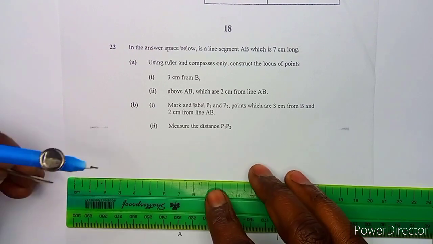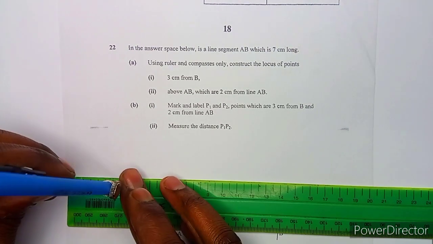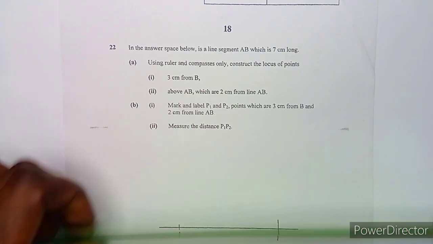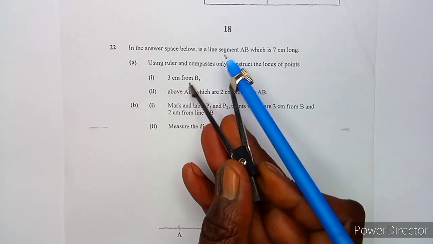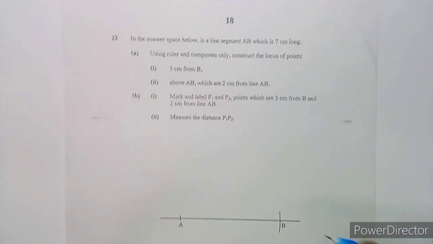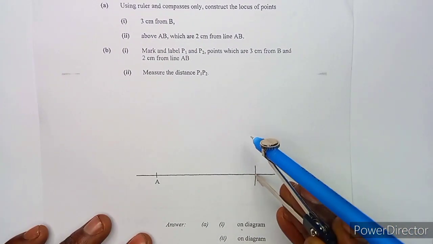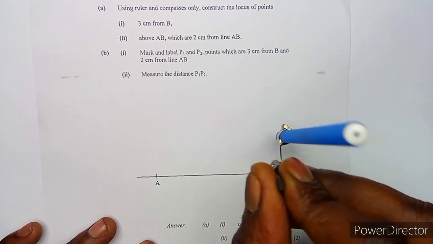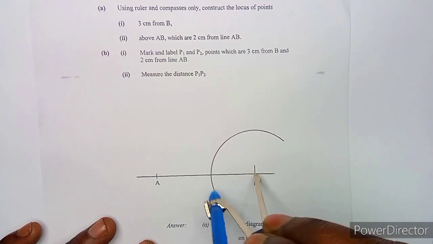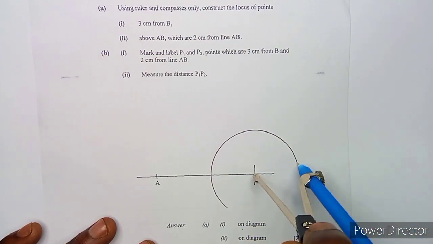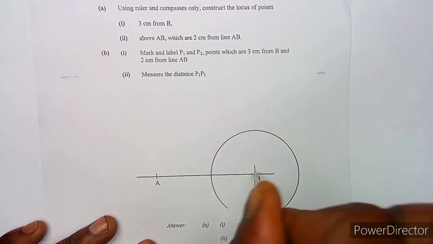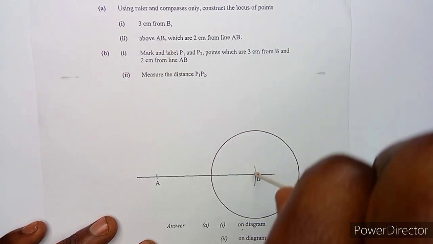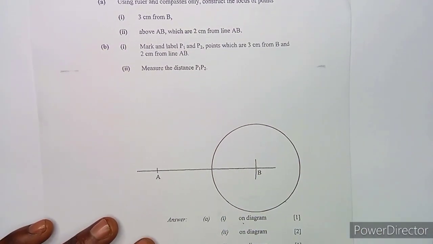So you must just measure properly. This is just locus, guys, 3 centimeters at a point somewhere like this. Then from B, remember, it's a circle, this one. B is a fixed point. So at point B, just mark it point B, measure it. If you have measured this 3 centimeters, then you just draw a circle. So that's going to be a circle, this one. That is the locus of points equidistant from a fixed point, which is B.